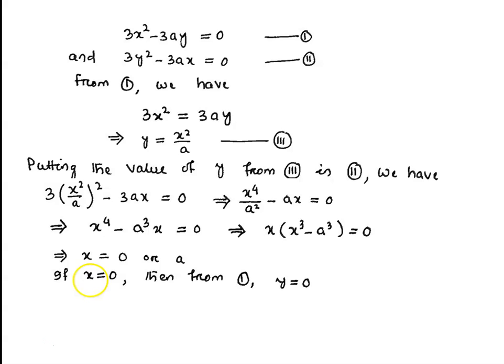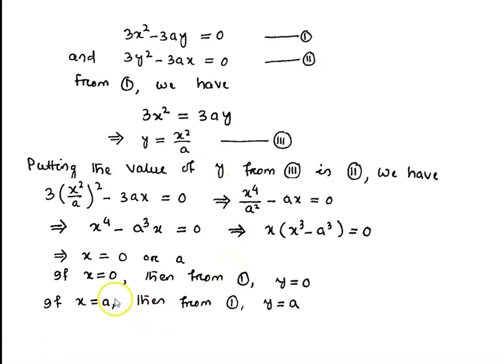If x is equal to 0, then what is the value of y? We can get it from equation 1. By putting x is equal to 0 in equation 1, we have y is equal to 0.